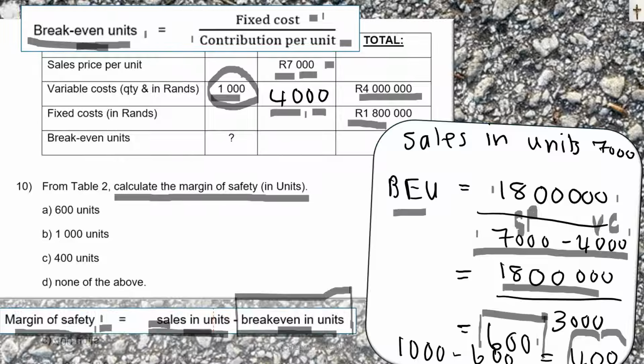This takes practice, as you know. So in this case here, the margin of safety is 400 units. And normally what happens in a test after that, they ask what is the rand value of the margin of safety if we got 400 units. Right, let's move on.